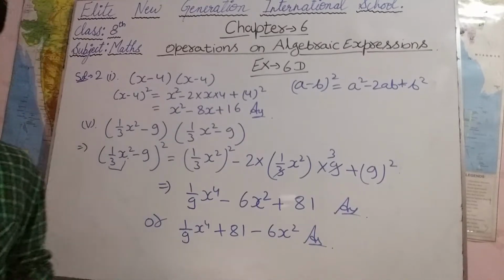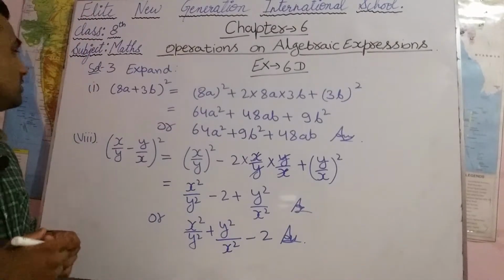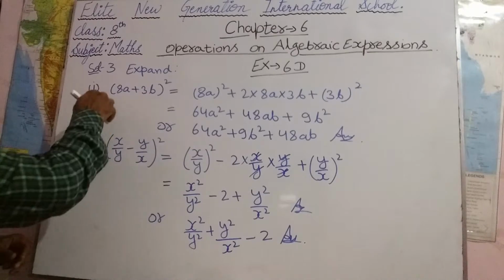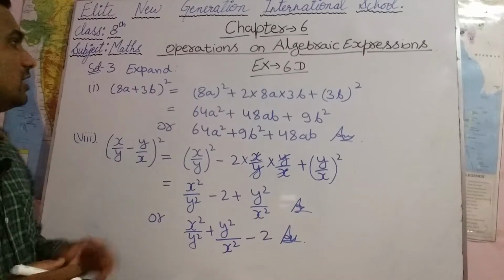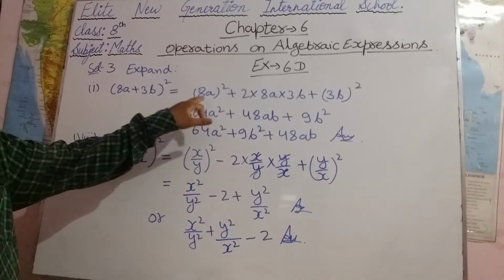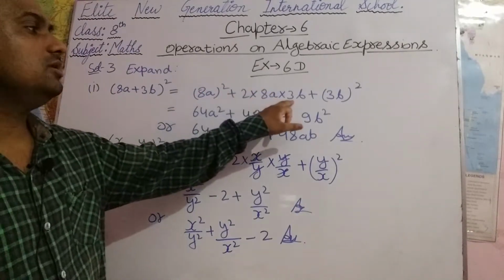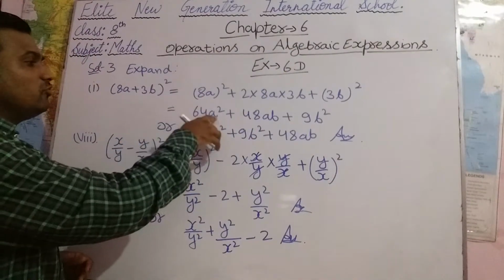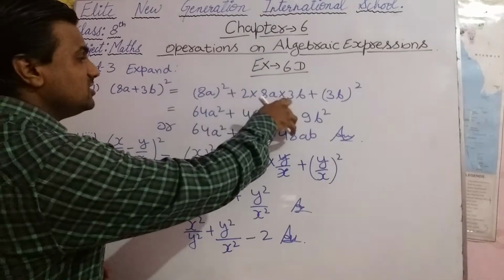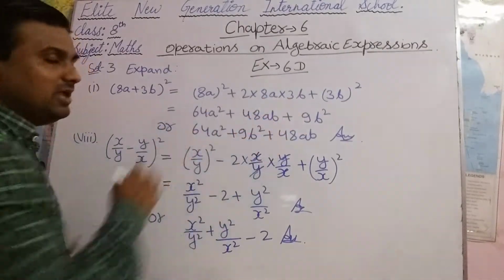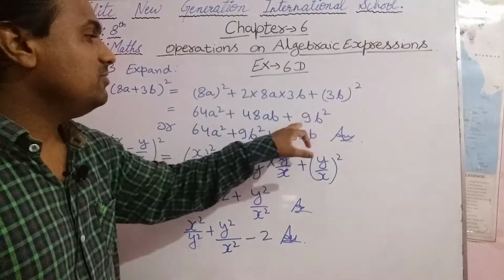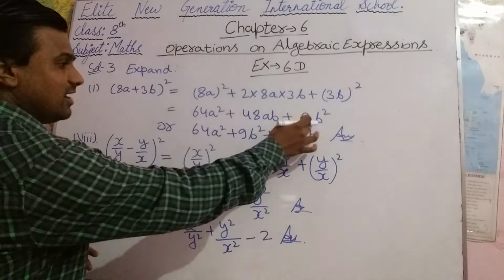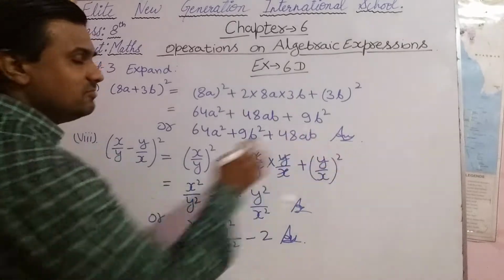Now after this, see the next question. In question number 3 we have to expand this by using identity. Here the first part we have 8a plus 3b whole square. By using the identity a plus b whole square, it will be 8a square plus 2 into 8a into 3b plus 3b whole square. When we square this, it will be 64a square plus 2 into 8 is 16, 16 into 3 will be 48, and a into b will become ab, plus 3b whole square will be 9b square. So we can write it as 64a square, then 9b square plus 48ab. This will be the answer.